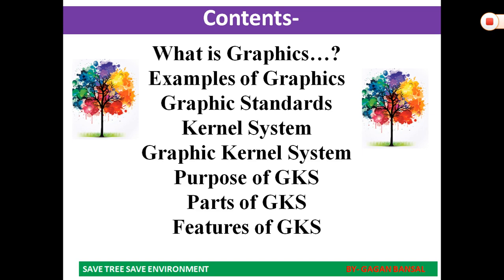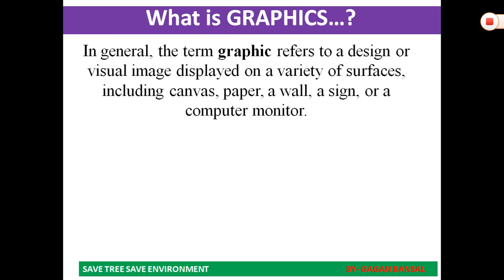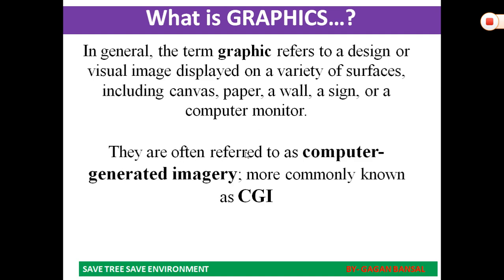So let's begin directly with what is graphics. What is graphics? In general, the term graphics refers to a design or visual image displayed on a variety of surfaces, including canvas, paper, a wall, a sign, or a computer monitor. They are often referred to as computer generated imagery, more commonly known as CGI.